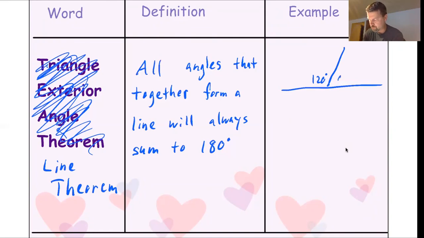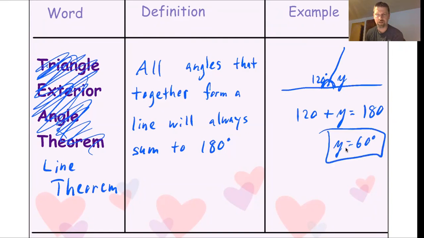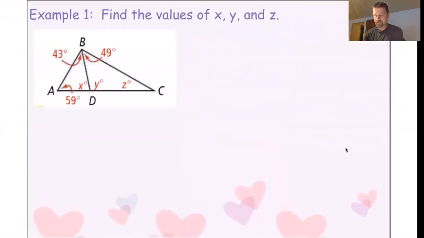I can show that algebraically too. If I called this Y, since together those two angles form a line, 120 plus Y has to equal 180 because all lines add to 180 degrees. Subtract 120 from both sides, Y equals 60 degrees. All right, so all triangles add to 180 degrees, all lines add to 180 degrees. We should be able to find all these. Let's give a shot for a couple of them.